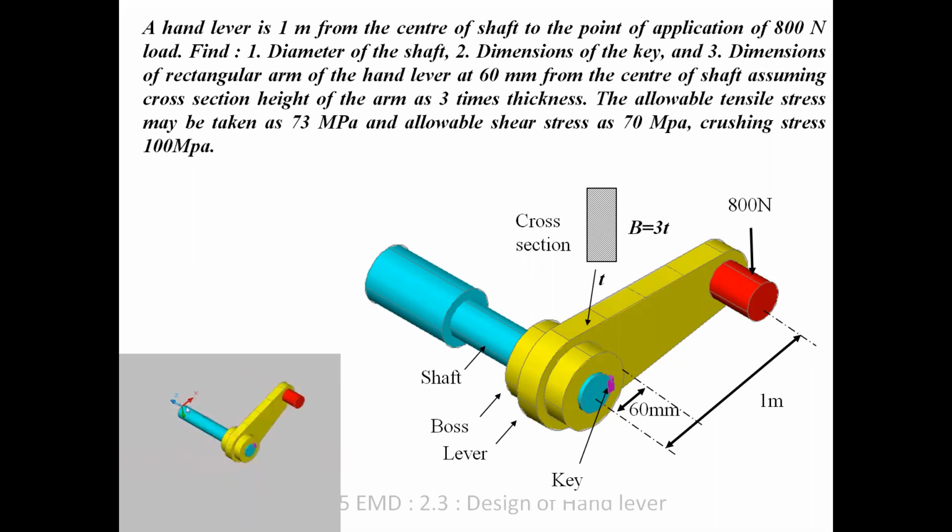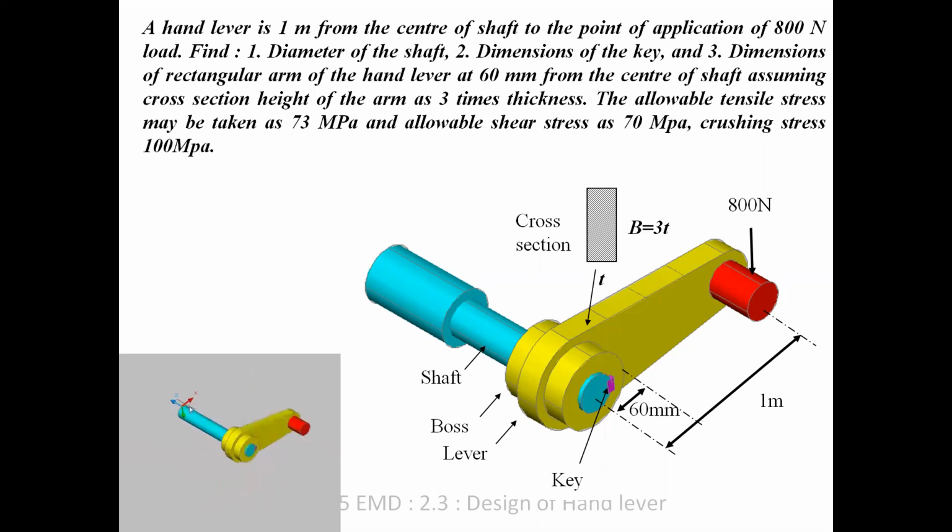Here it is clear that the lever is having a cross section of rectangular section. So you can look at the figure. Here you will find that the cross section at 60 mm, which we have to find, is having base of t and height of 3t, as the height of the arm is 3 times the thickness. So t is the base, and the height is equal to 3t.